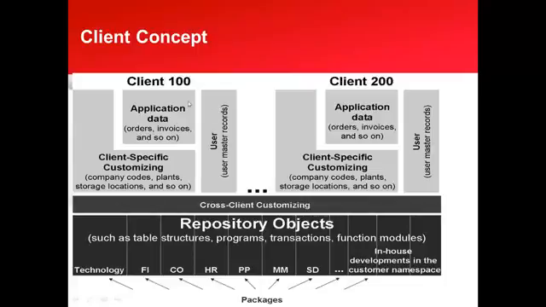But at the top, what you are seeing is a particular client, which has its own users, its own user master records, its own authorization concept, and its own application data, for example orders, invoices and so on. It also has its own client-specific customizing, for example company codes, plants, storage locations and so on. The same goes for client 200, which has its own set of this data.